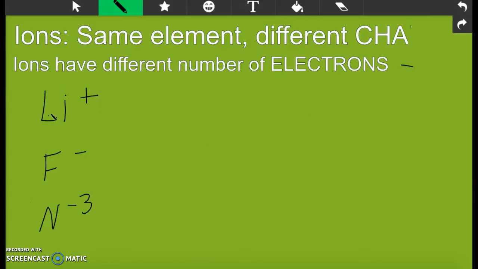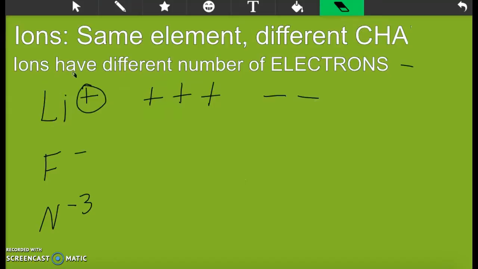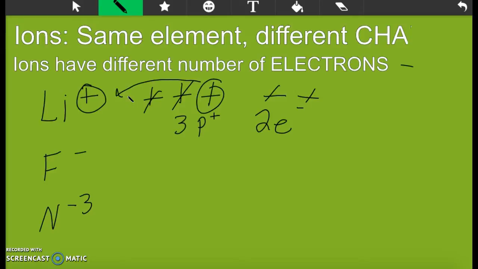Alright, so then we have lithium plus. Lithium normally has 3 protons, 3 electrons. But we have an overall positive charge, and it's positive 1, so we need to get rid of just 1 electron. Erase it. So we're left with 3 protons, 2 electrons, which gives us an overall charge of positive 1. Perfect.